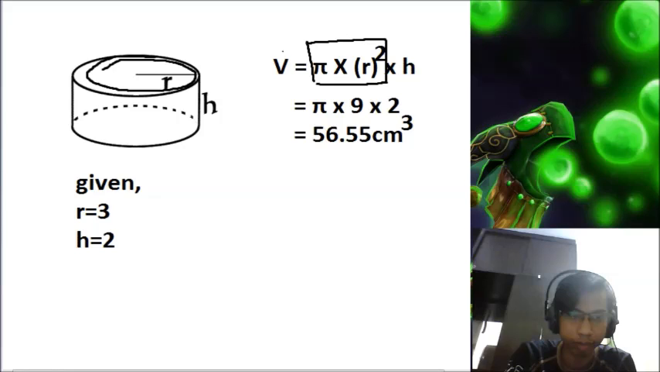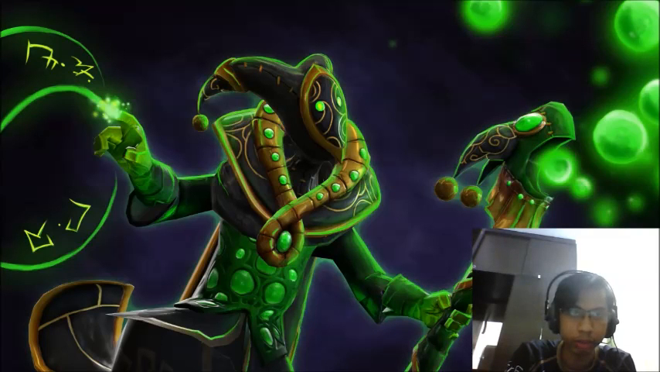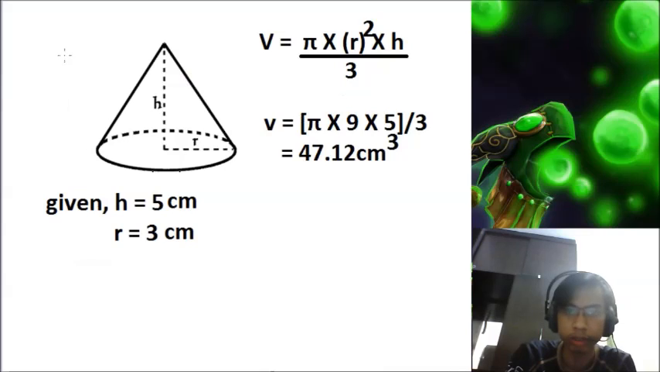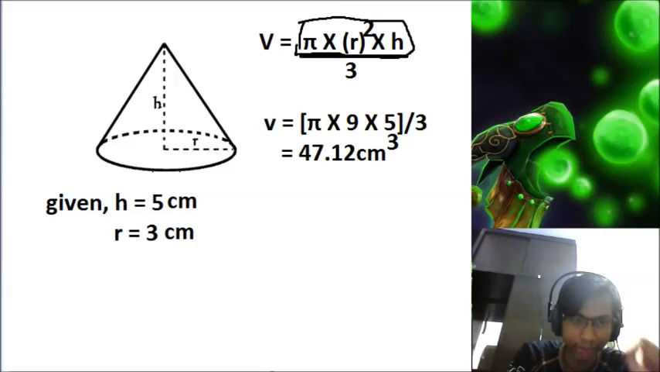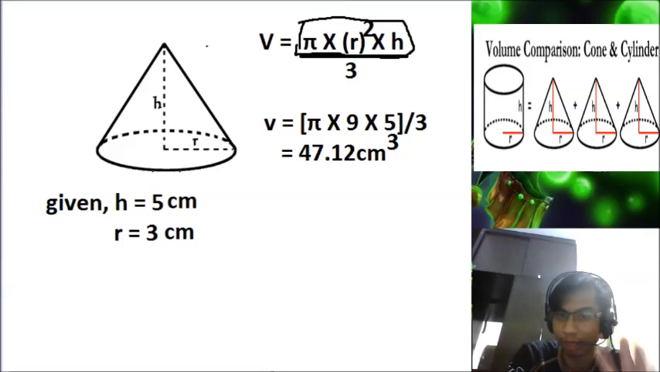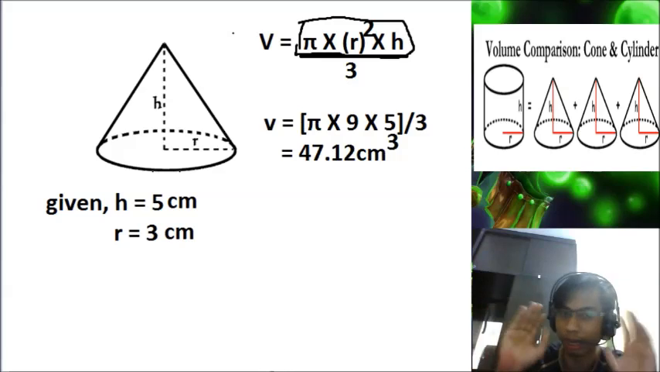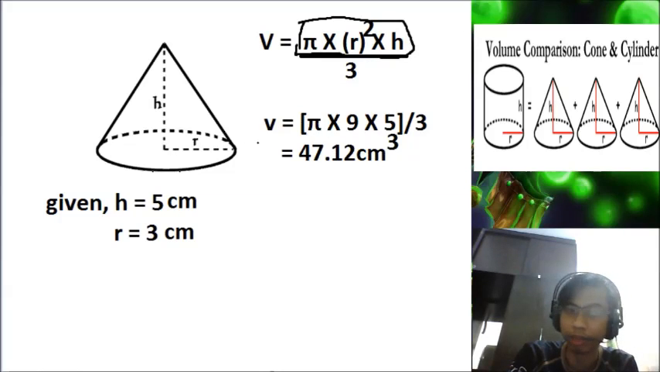But how about a cone? This is a cone. But you see, it has the same equation as the cylinder just now, but it's divided by 3. This is the same case as the pyramid and the prism just now. One cylinder is equal to 3 cones. So you can try this any way you like, but you are going to get this. That is why to find the volume of a cone, you just have to divide a cylinder by 3.